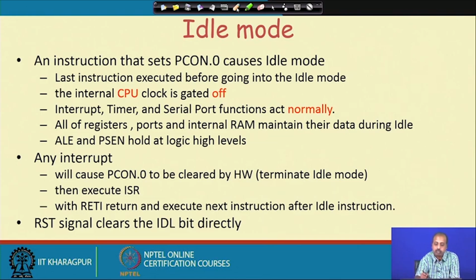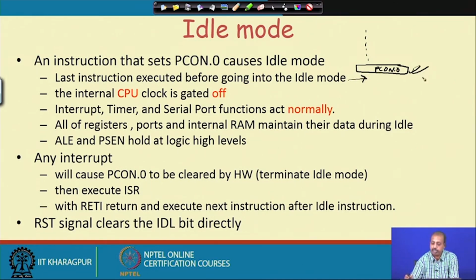As it is said here, suppose this is a piece of code and this instruction is setting PCON.0. After that, it can come back to this point, but at this point the processor has become idle.